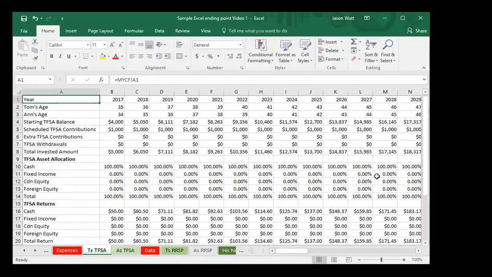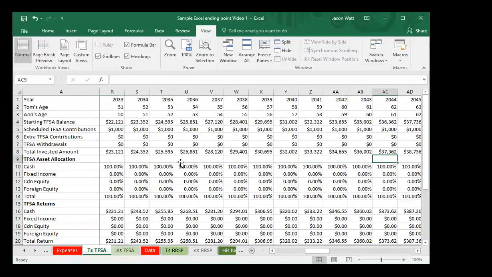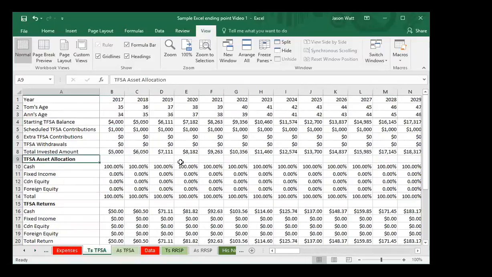Just like so. And I think I forgot for Tom and for his RSP here, we're going to do the same thing we've previously done. We're just going to do the freeze panes, and then it's easier to follow all of this going across. So that's Tom's TFSA pretty much done.